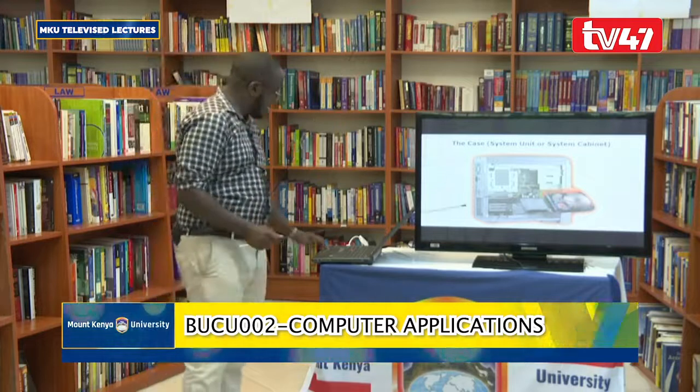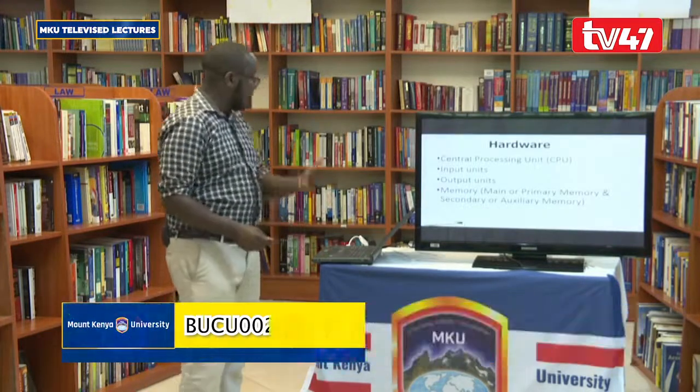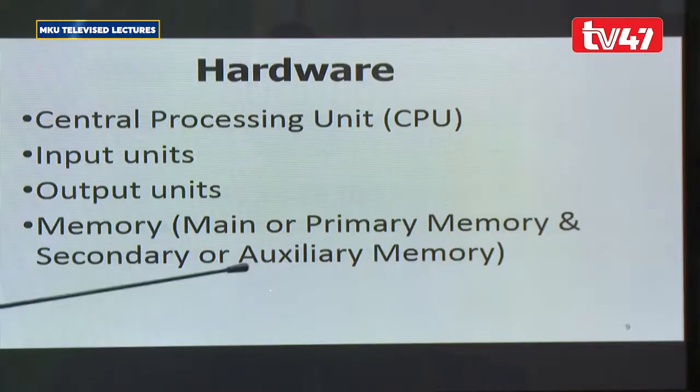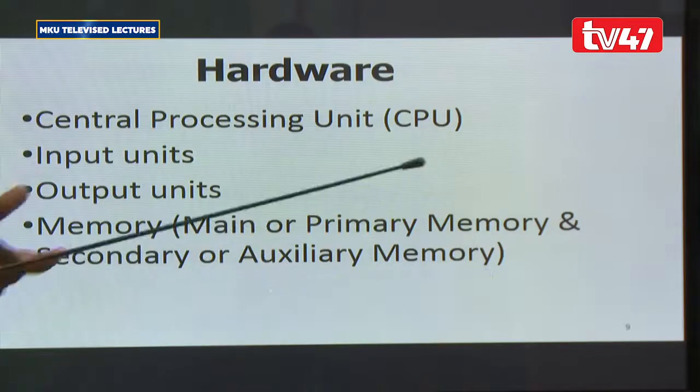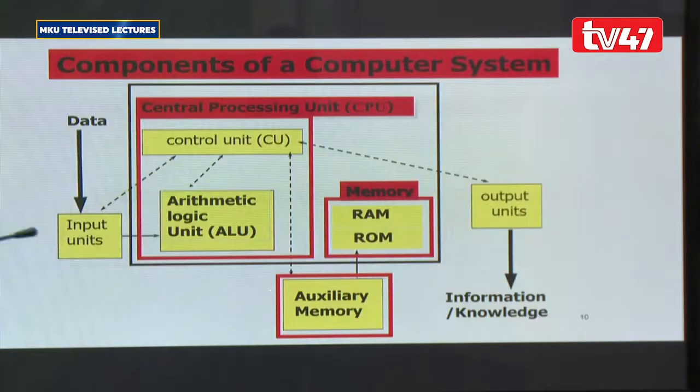As earlier stated, we talked about the hardware. We have the CPU, the input, the output, and the memory. All those are housed in the system unit. So, how does a system unit work? This is just the general overview of how information flows in a computer.